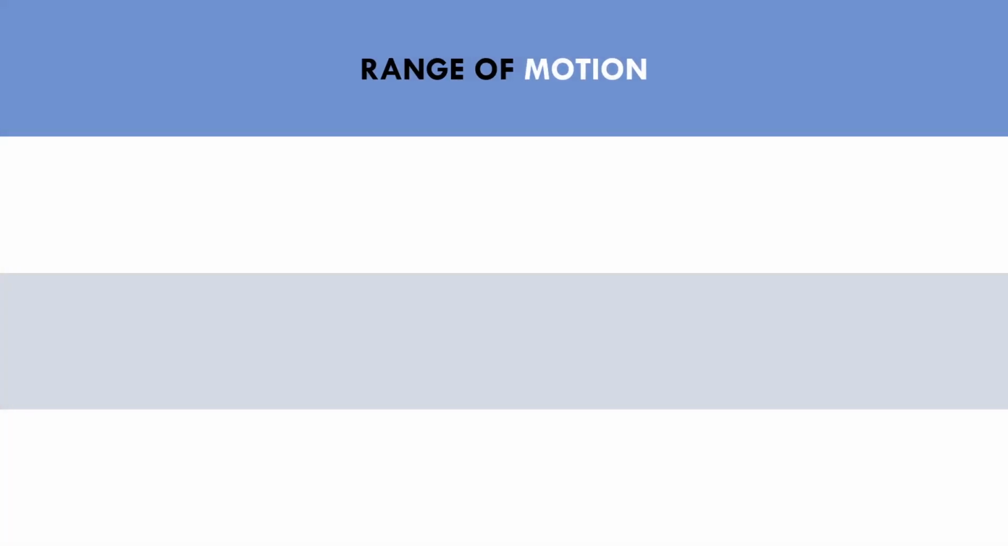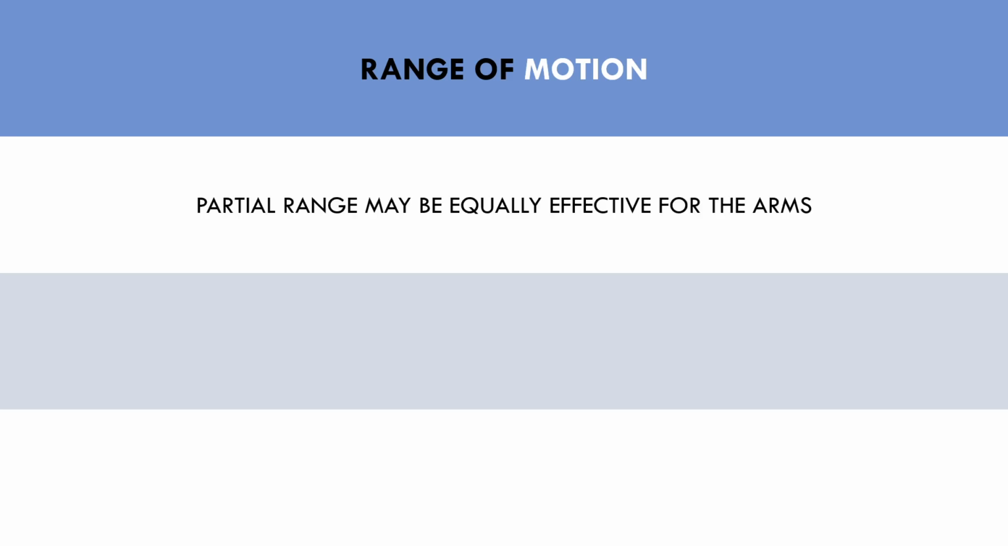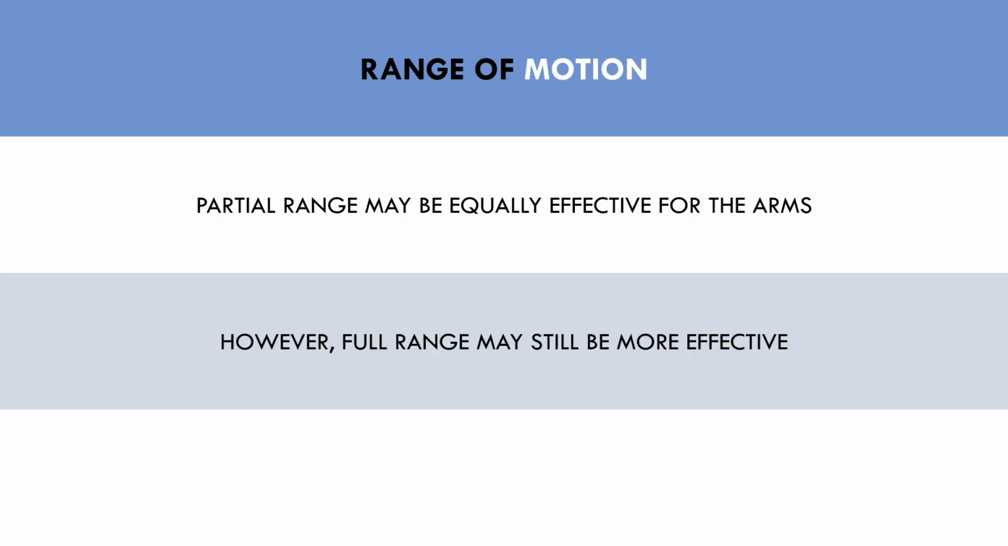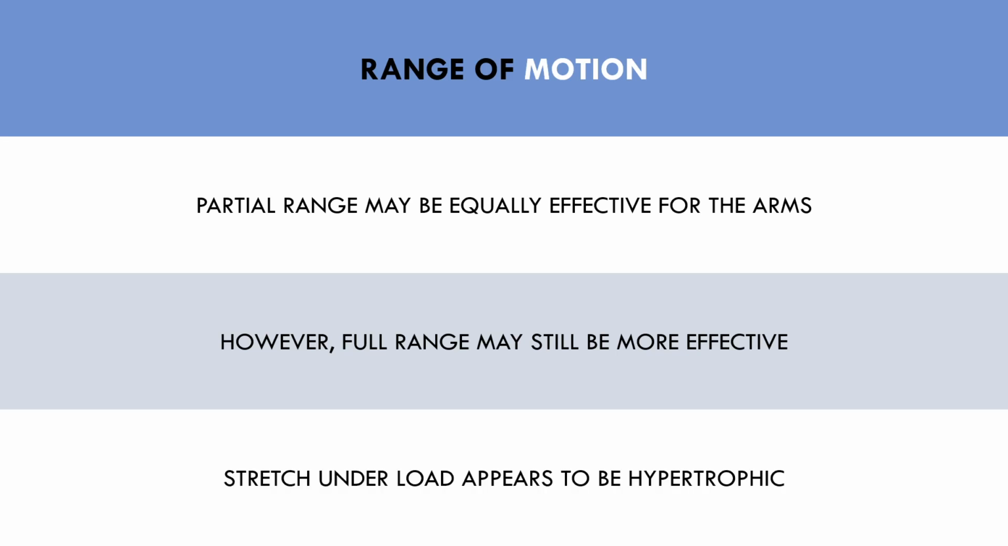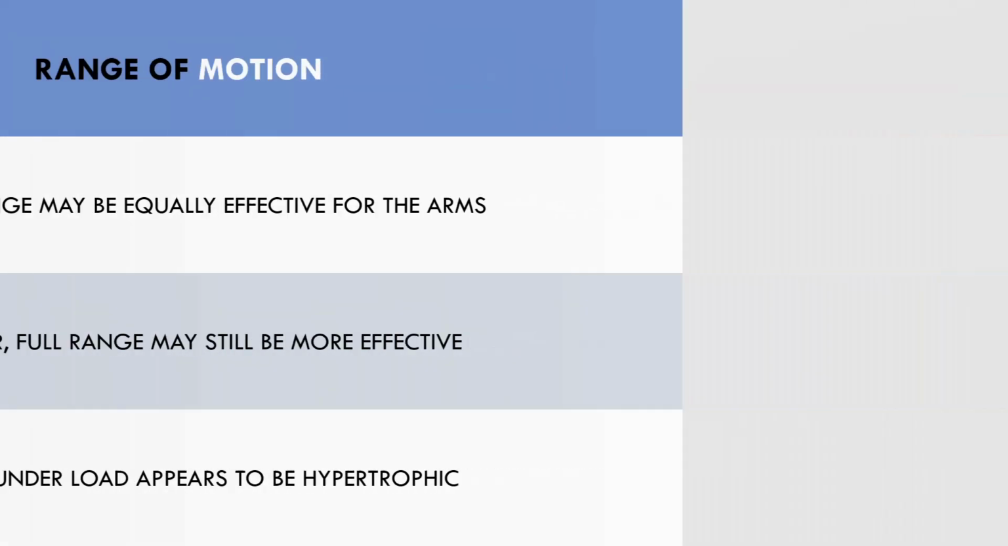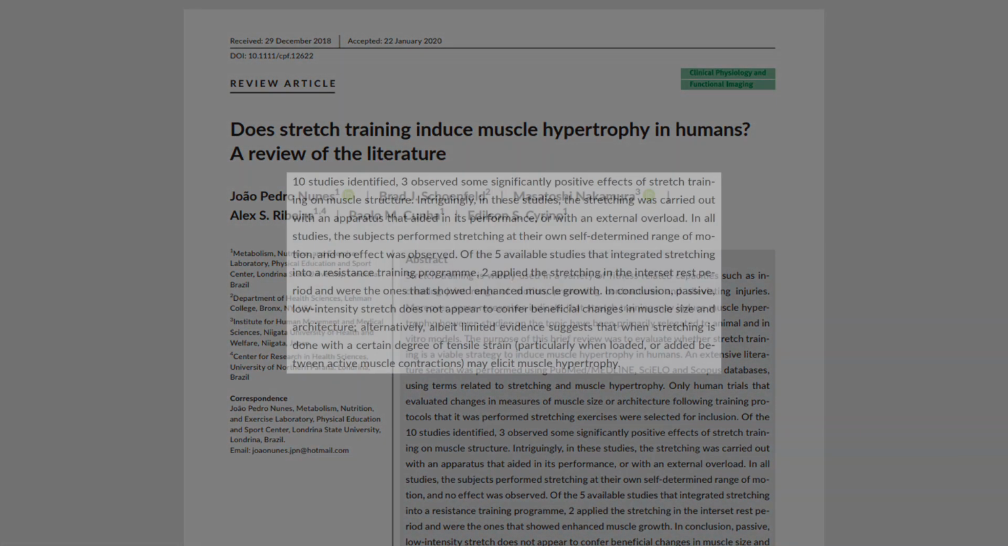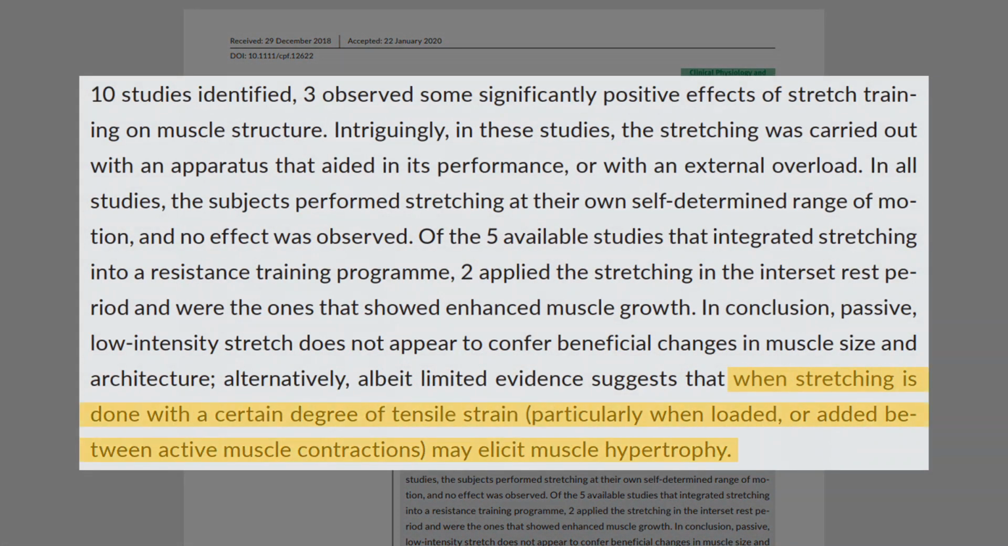So while it seems clear that the full range of motion is more beneficial for leg growth, it may be that the arms can achieve equal hypertrophy gains using full or partial range of motion. Even if this is the case, full range of motion is probably still more effective than partial range. This is because we have some evidence that active stretch under load seems to be somewhat hypertrophic. This research review suggested that stretch under load between muscle contractions seems to result in muscle hypertrophy. This suggests that if we perform resistance training through a full range of motion, the active stretch under load at the end of the range may be more hypertrophic compared with partial range.